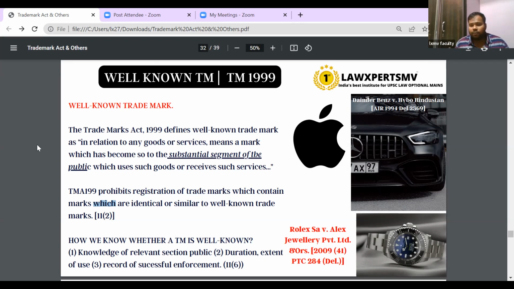And record of successful enforcement is nothing but that in different jurisdictions, a case can be filed by this particular person. Say in the United States itself, if another person is using the word Apple for manufacturing phones, then the original Apple would have filed a suit against them and successfully enforced their right against the fraudulent parties. When that kind of evidence is available, then the registrar has to give the well-known trademark to them. The logo of Mercedes-Benz was said to be a well-known trademark in the case Daimler-Benz versus Hybo Hindustan. And the word Rolex was said to be a well-known trademark in Rolex SA versus Alex Jewelry Limited.